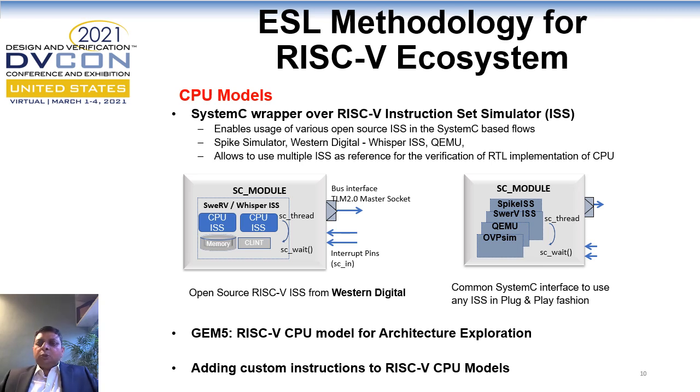Apart from that, there is also a commercial CPU model, OVP from Imperas, that can also be used along with SystemC. gem5 has a very basic RISC-V CPU model for architecture exploration and it can be enhanced further. We also need to have a well-defined process and documentation about how to add the custom instructions to these CPU models, so the CPU model for a specific custom processor can be developed very quickly.